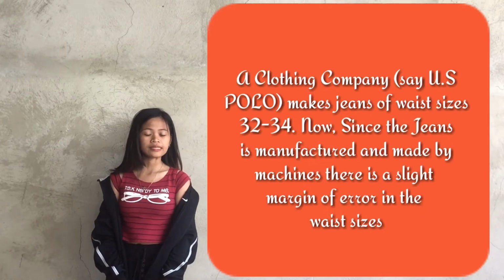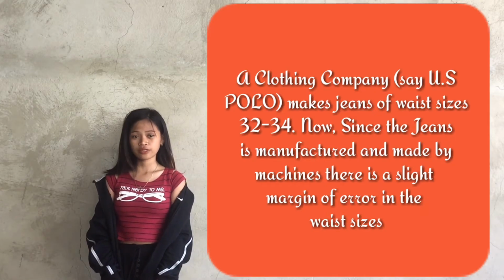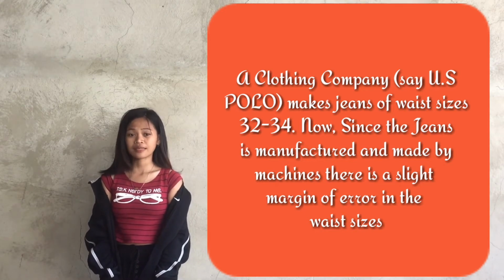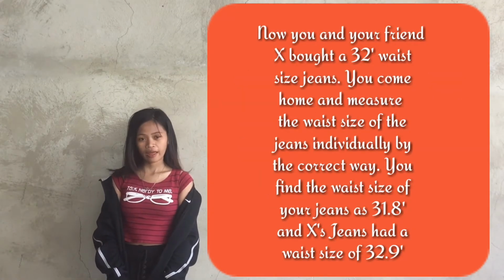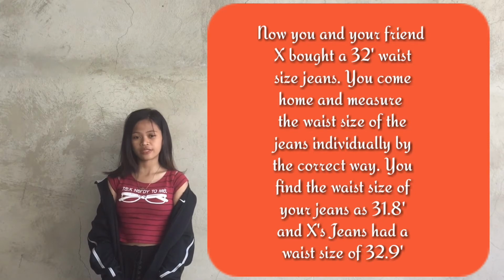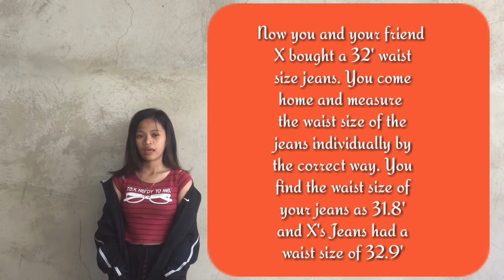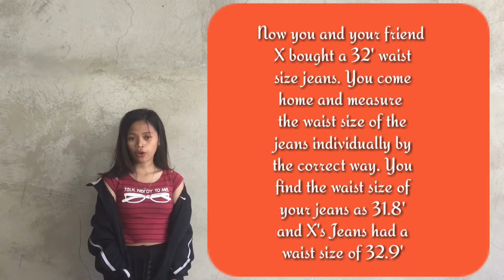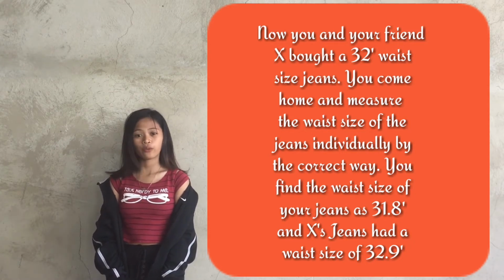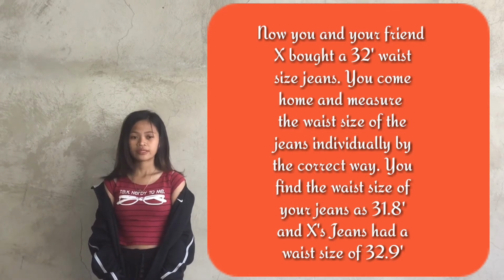A clothing company, say US Polo, makes jeans of waist size 32 and 34. Now, since the jeans are manufactured by machines, there is a slight margin of error in the waist size. Now, you and your friend X bought a 32 waist size jeans. You come home and measure the waist size of the jeans individually. You find the waist size of your jeans as 31.8 and X's jeans had a waist size of 32.8.